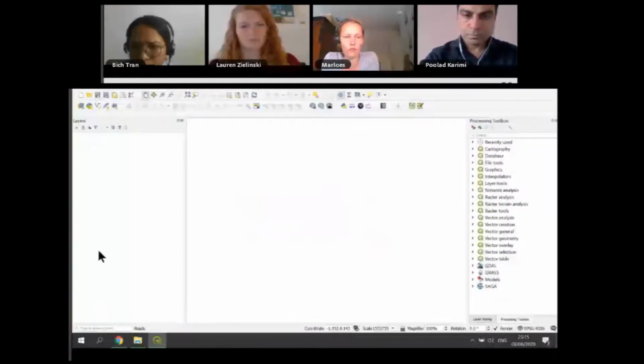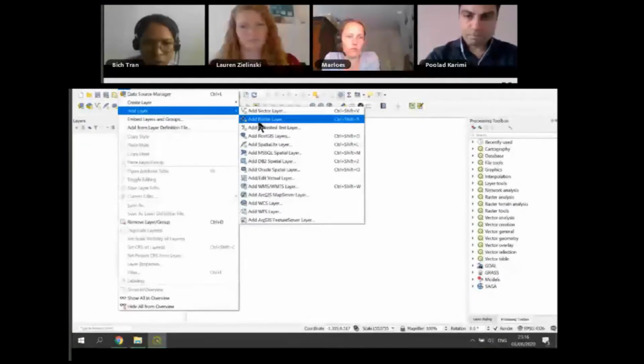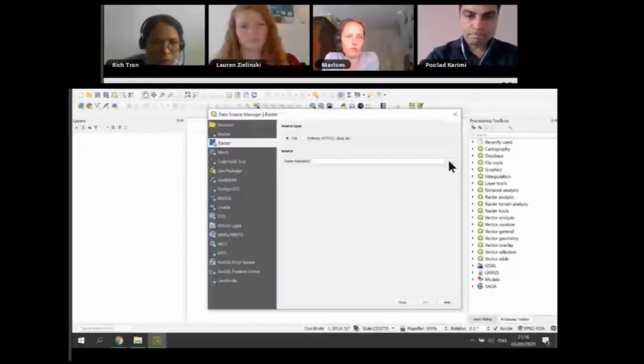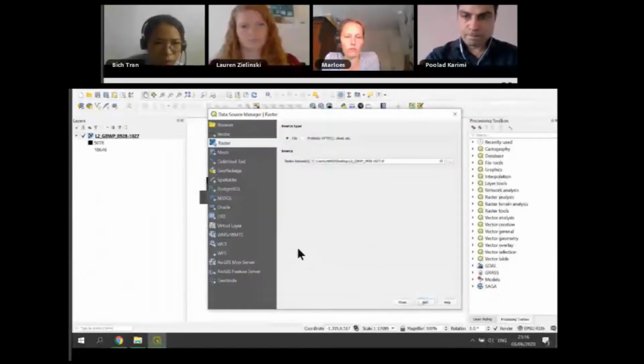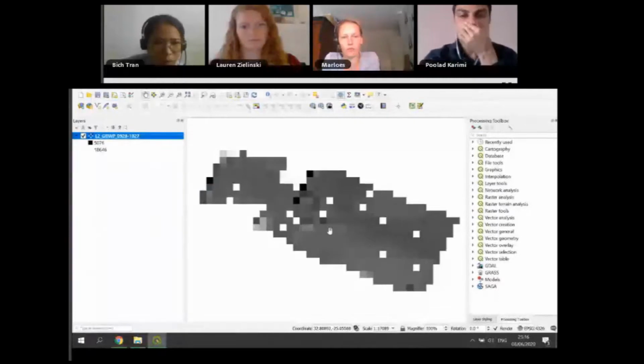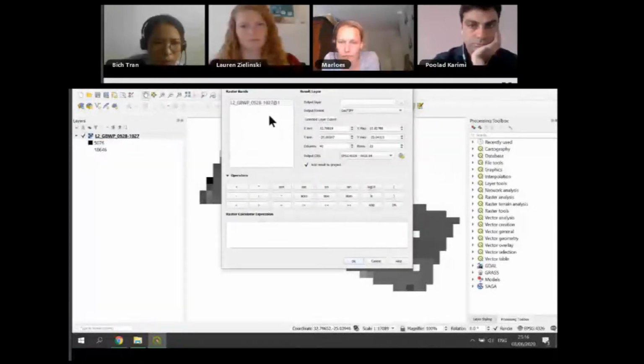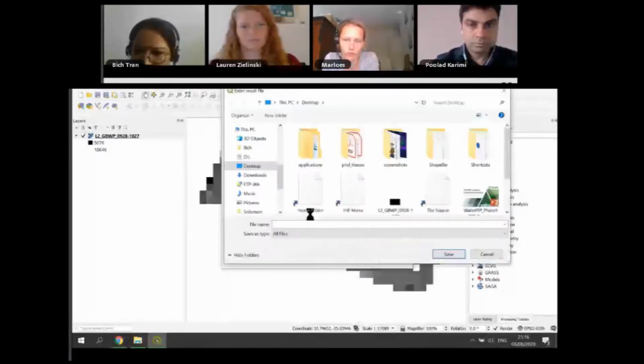I can open this raster in QGIS. Here I add a raster layer and select a downloaded crop water productivity raster. After that, I can use the QGIS raster calculator to convert the downloaded raster into kilogram per cubic meter by dividing by 1000. Then I will save the result raster.